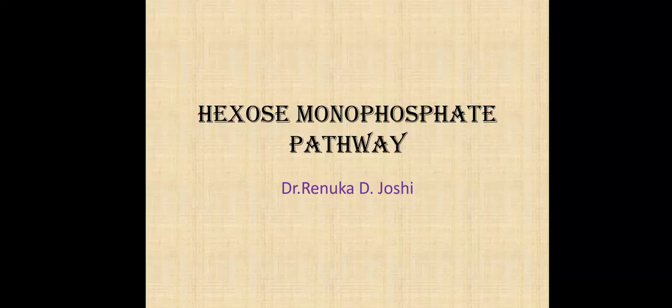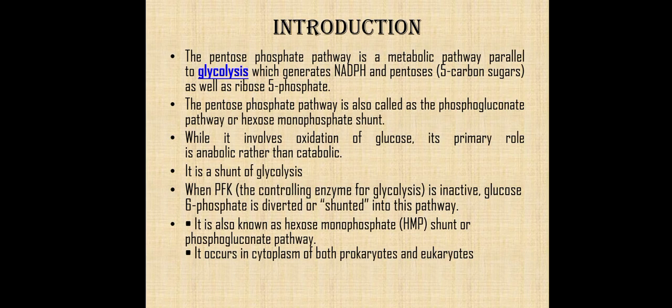Today we are going to discuss the hexose monophosphate pathway, that is the HMP pathway. Now, this HMP pathway is also known as the pentose phosphate pathway, which is a metabolic pathway parallel to glycolysis, and the main role of this pentose phosphate pathway is to generate NADPH and the pentose sugar, that is ribose 5-phosphate. This pentose phosphate pathway is also known as the phosphogluconate pathway or the hexose monophosphate shunt.